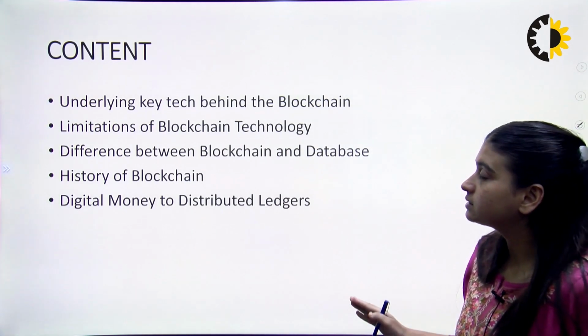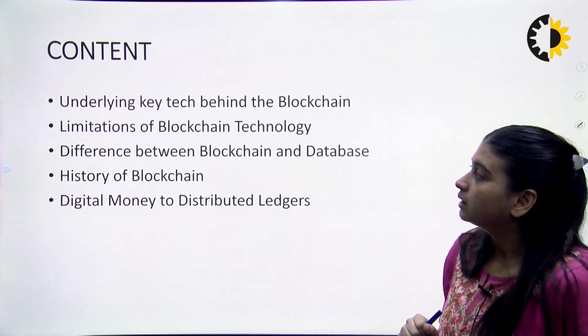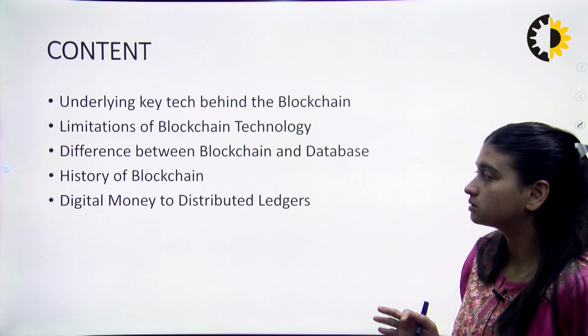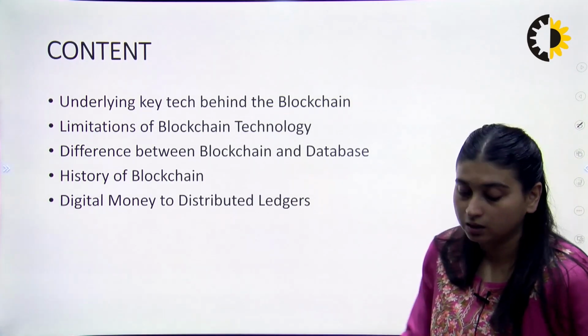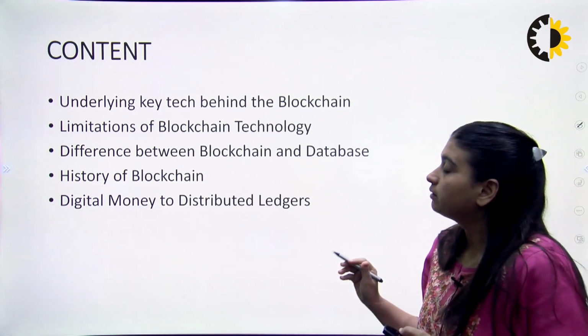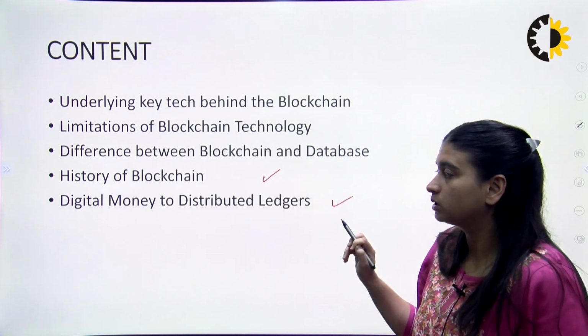So today we'll discuss these topics. It's a part of unit 1. Underlying key tech behind the blockchain. Second topic is limitation and third is about the difference between blockchain and database. Then fourth is about history of blockchain and digital money to distributed ledgers.